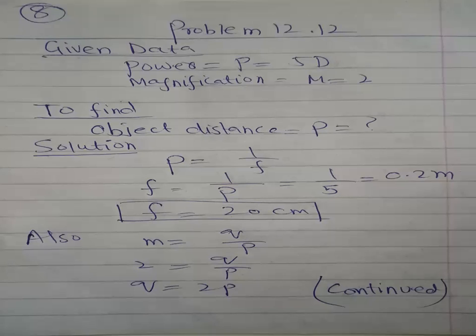Now I'm moving towards the last numerical of this chapter, which is 12.12. After this, we have finished this chapter. This is the last numerical of this chapter.